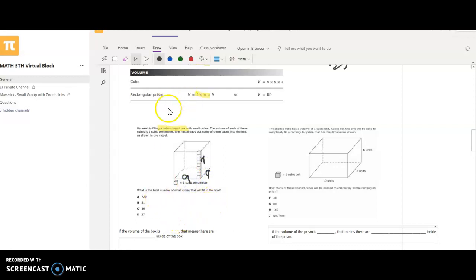So let's figure out the area of the bottom layer. Well, if our length is 9 and our width is 9, what is our area? Using our formula, area equals length times width. We're going to plug in our numbers. Then we know that our area is equal to 81.